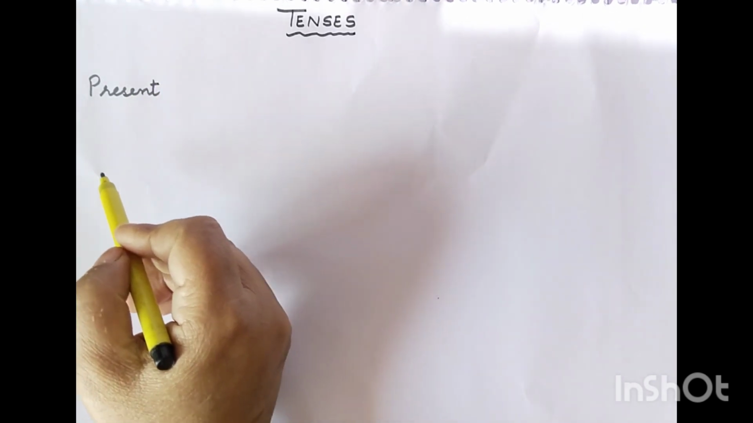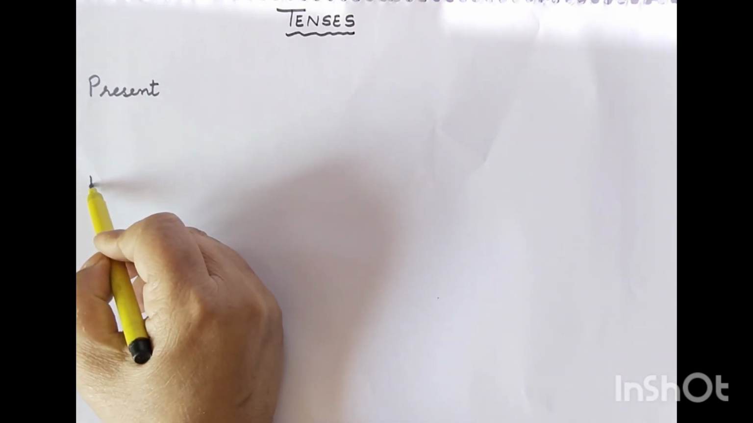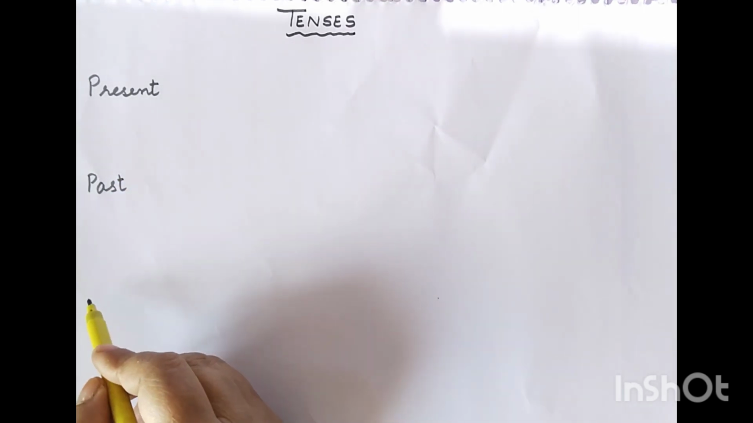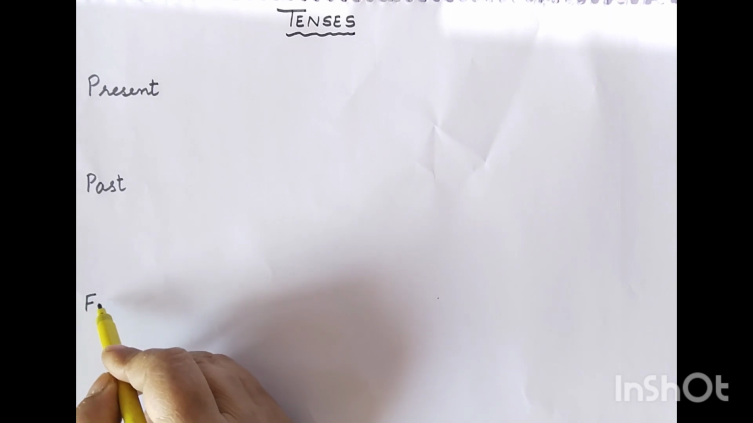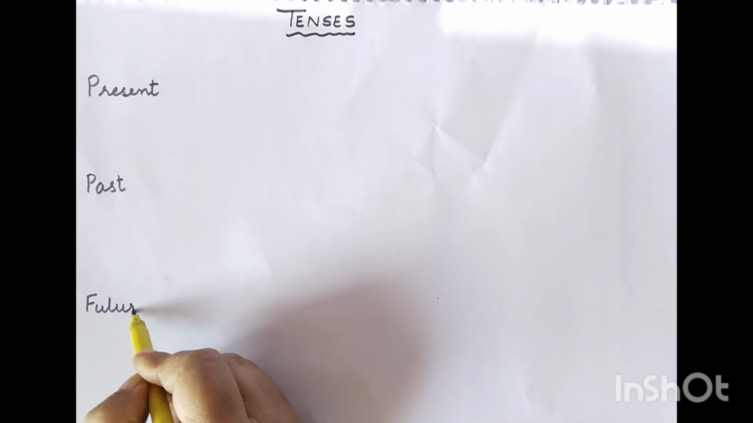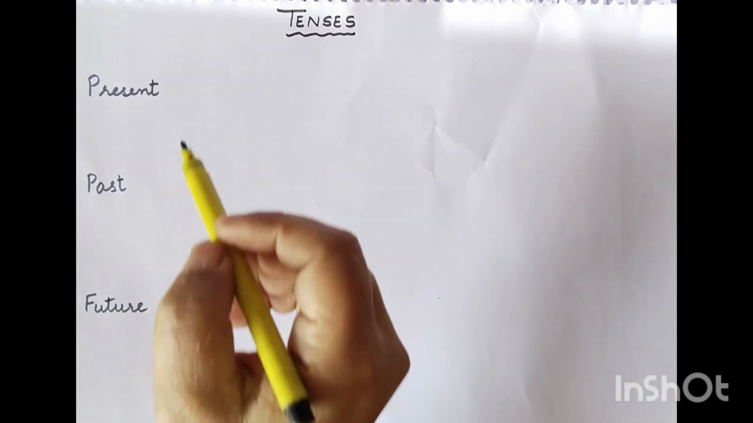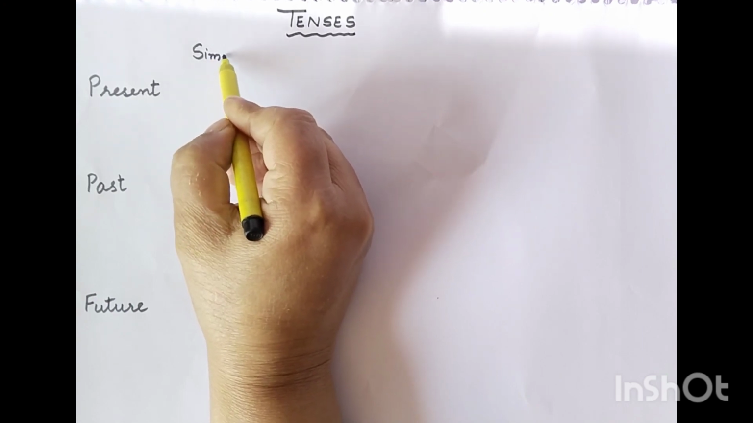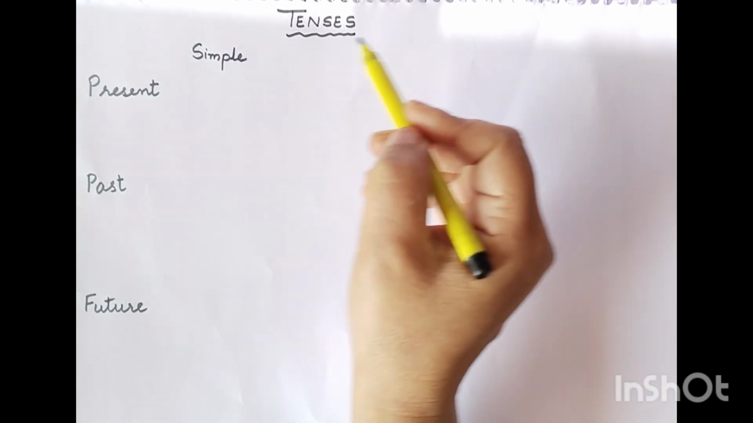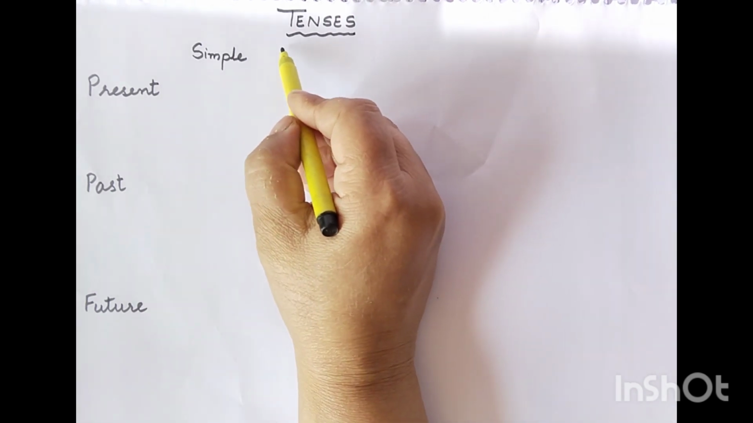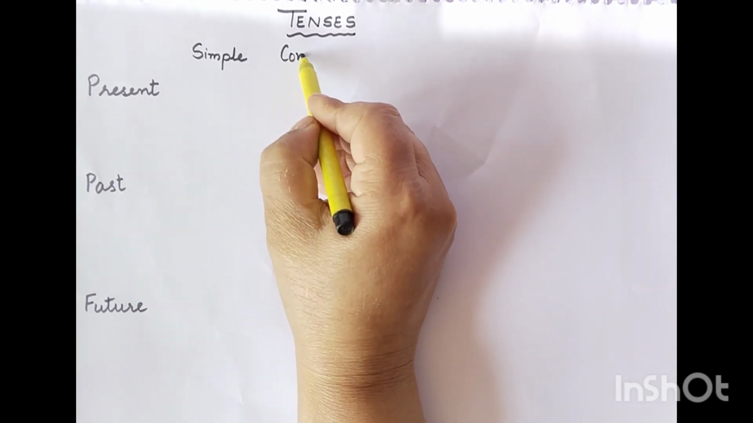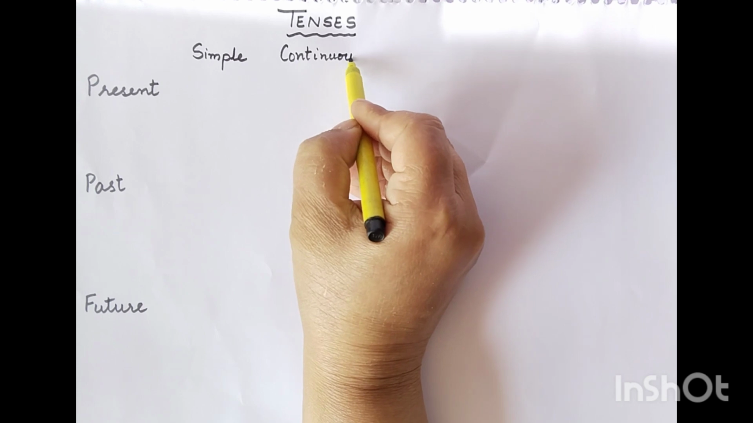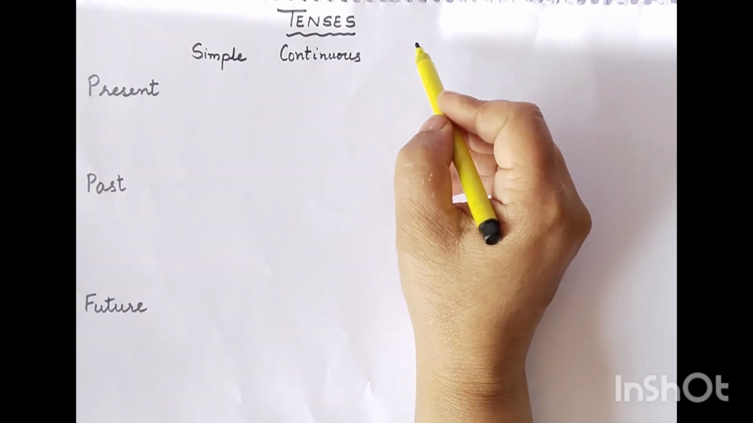First of all, let us divide tenses into present, past, and future. This is a very easy way to learn tenses. Simply make this chart and revise two or three times. You are able to form the correct form of tense.